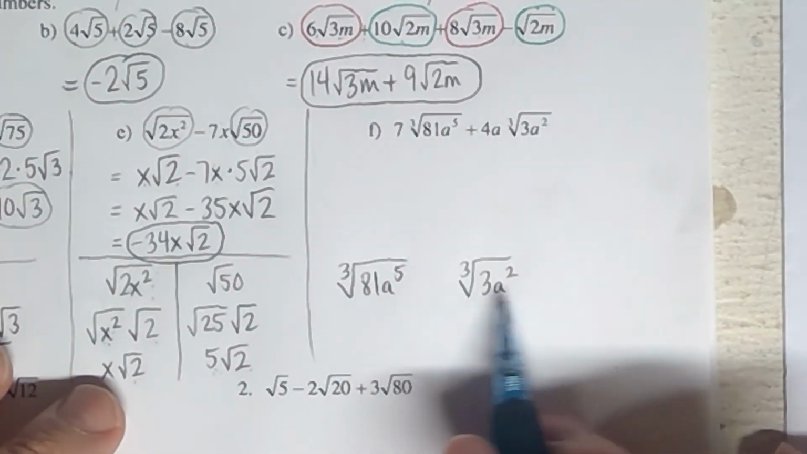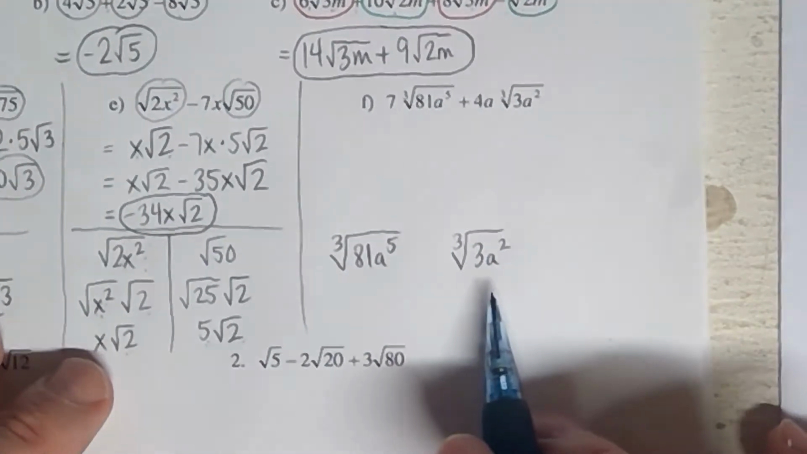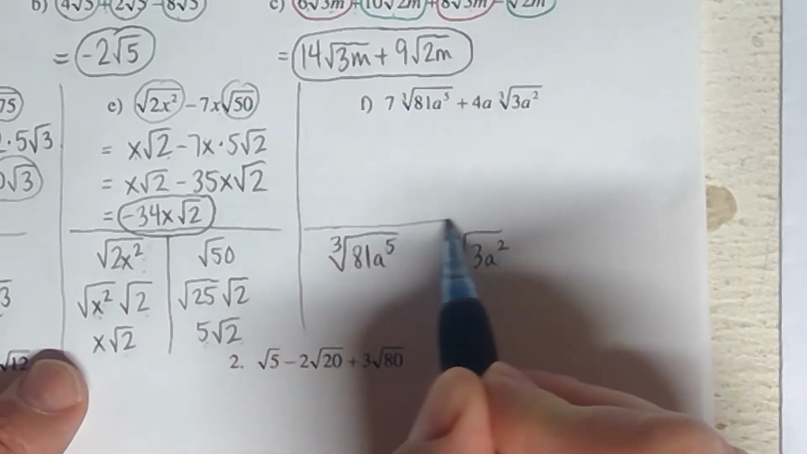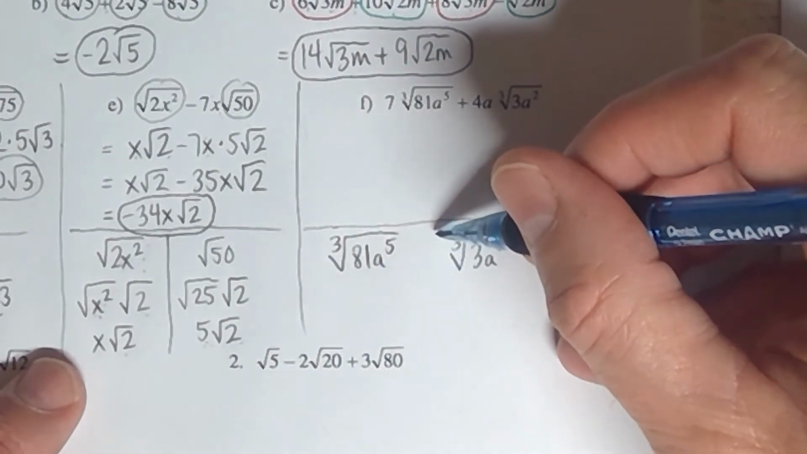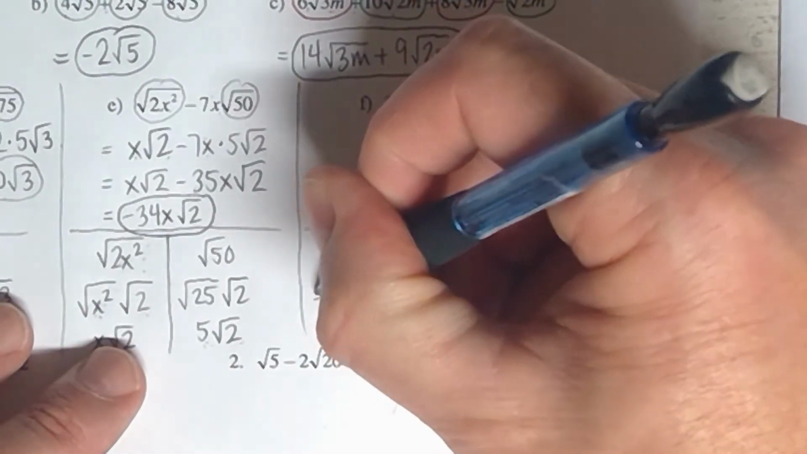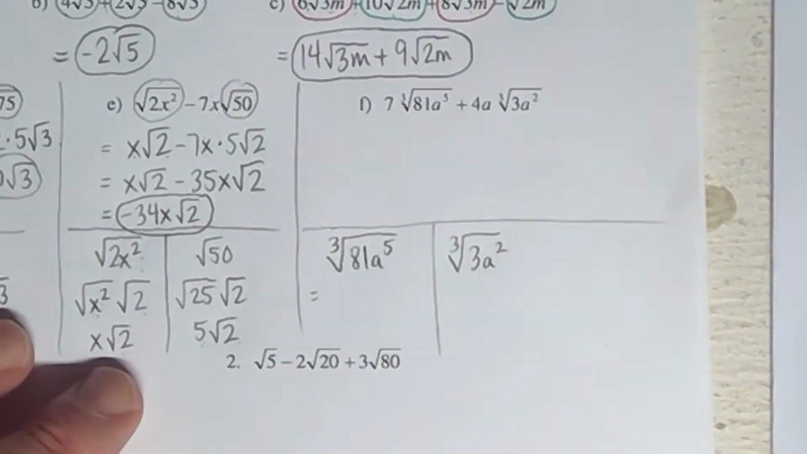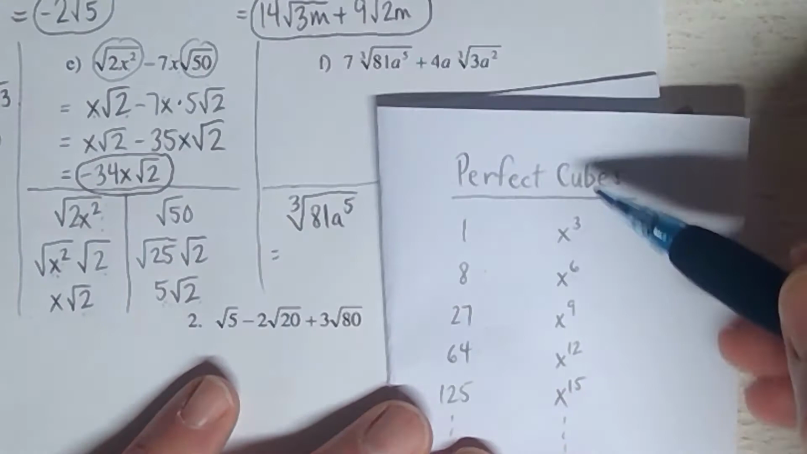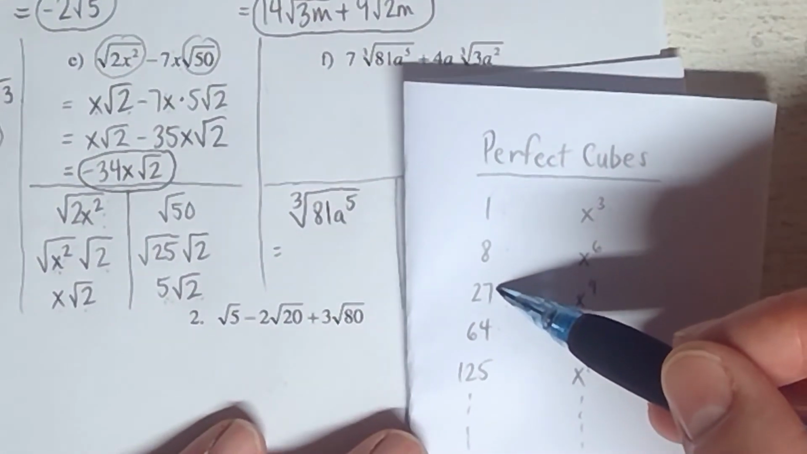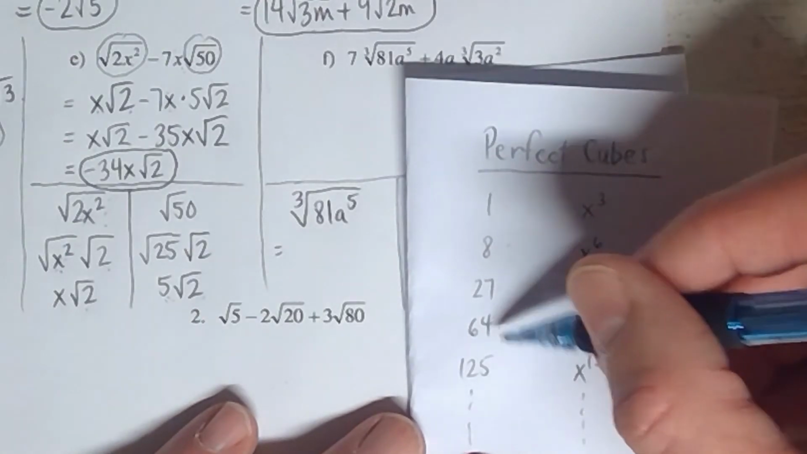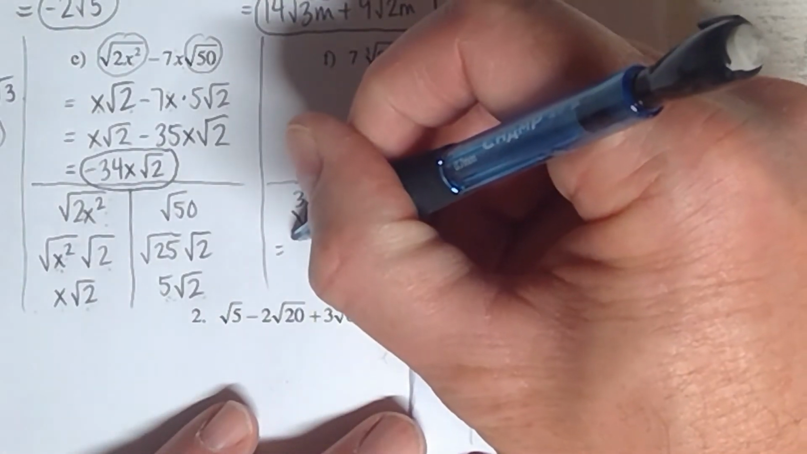And actually, this thing's already simplified, but I want to go through that carefully to make sure you know why it's already simplified. So that's why I brought it down. Theoretically, you don't really have to bring it down since you can't simplify it. So 81. What can I factor out of that from the perfect cube list? I can factor out 27. In fact, that's the biggest thing that I can factor out. 64 is not going to work, and then everything else is too big.